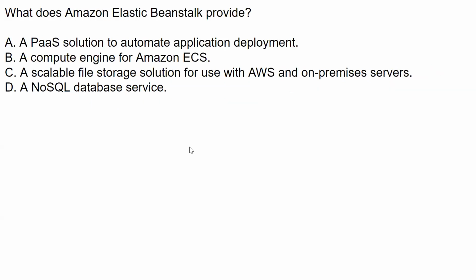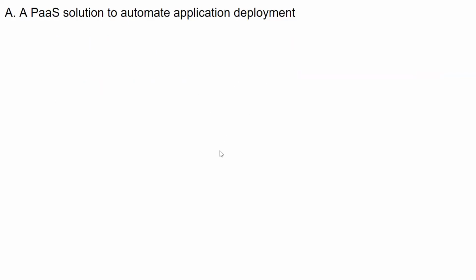Okay. What does Elastic Beanstalk provide? A PaaS solution to automate application deployment, a compute engine for ECS, a scalable file storage solution for use with AWS and on-premises servers, a NoSQL database service. A PaaS solution to automate application deployment.